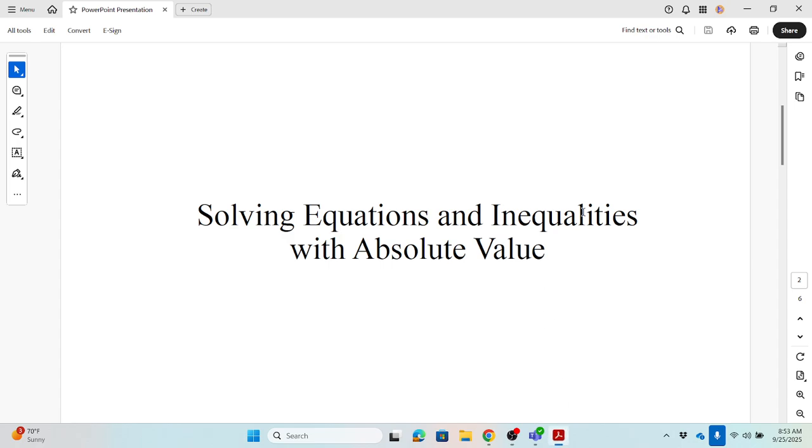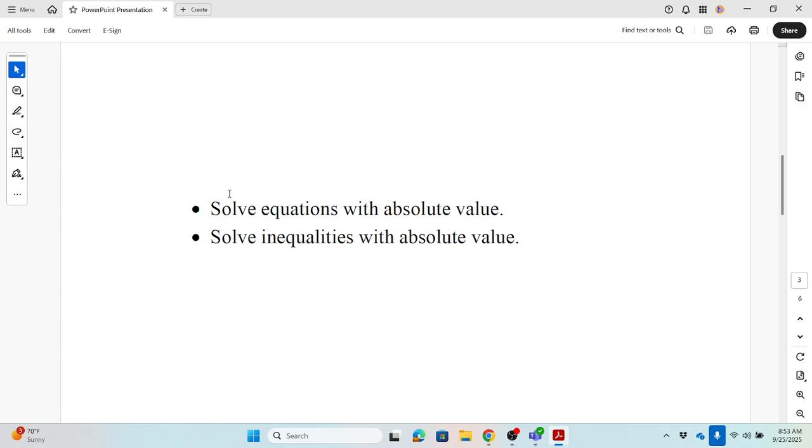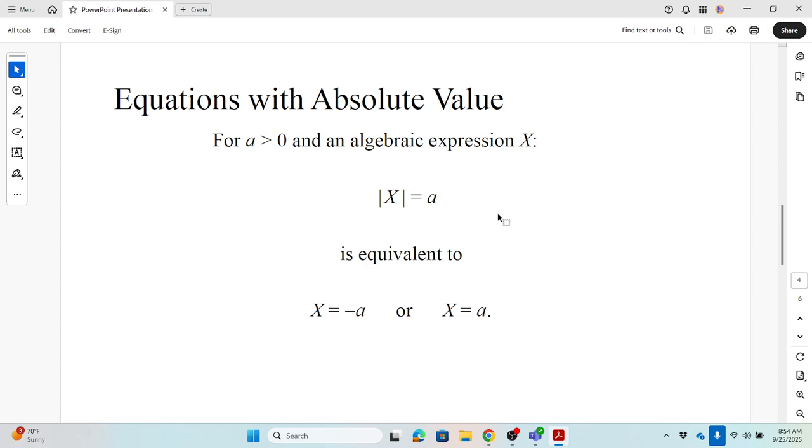Okay, in this section we are going to solve absolute value equations and then inequality problems. So solve equations with the absolute value and then inequalities with the absolute value. First of all, you have to understand that absolute value means distance from zero.